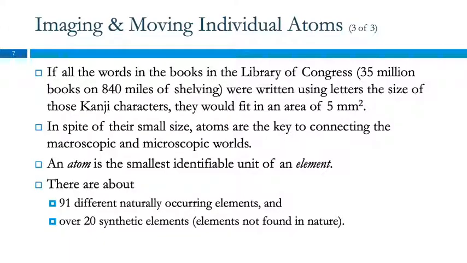So atoms are mind-bogglingly small, and yet they are the key to connecting the macroscopic world, which is what we can see with our eyes, and the microscopic and submicroscopic world, stuff that we can't see with our eyes, that we require a microscope to see. So the atom is the smallest identifiable unit of an element.